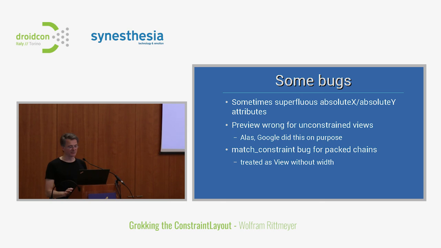Here there's a bug for pack chains. If you have a match constraint view in your pack chain, it disappears. This zero dip width is really a zero dip. The view disappears completely, in my opinion. As in other cases, if you have match constraint but haven't constrained it to both sides, it's treated as wrap content, and in pack chains it should be treated as wrap content as well.